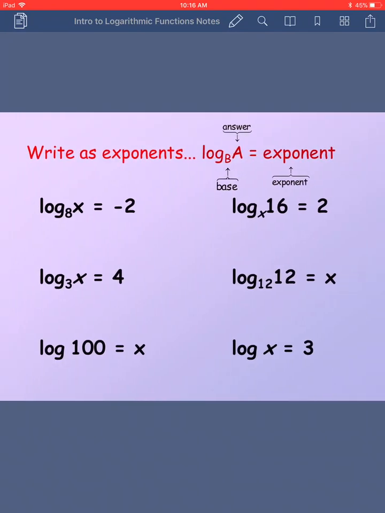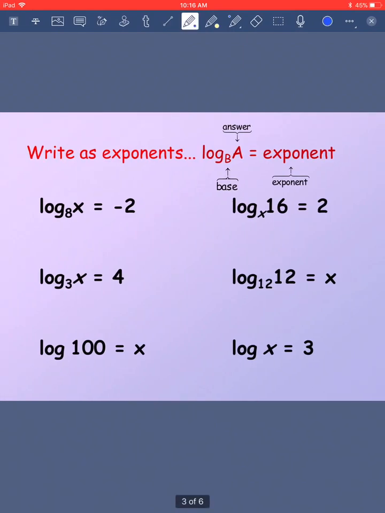So going from logarithmic form to exponential form, if I have log base 8 of x equals -2, my base is 8. I'm raising it to the -2nd power, and that equals x. I'm not going to worry about solving right now. I'm just going from one form to the other. I have log base 3 of x equals 4. So my base is 3. I'm raising it to the 4th power, and that equals x.